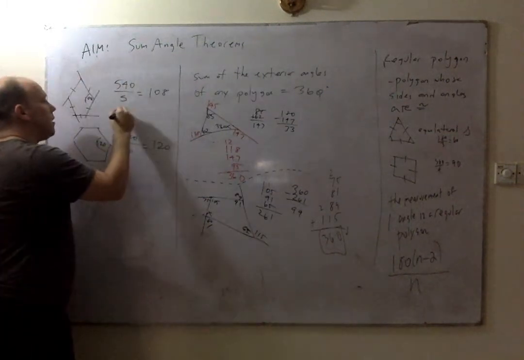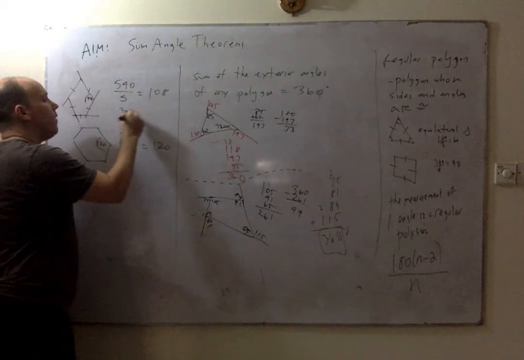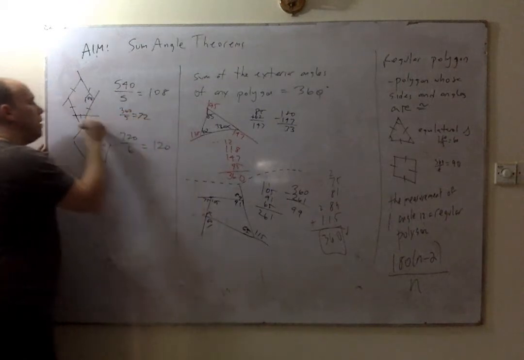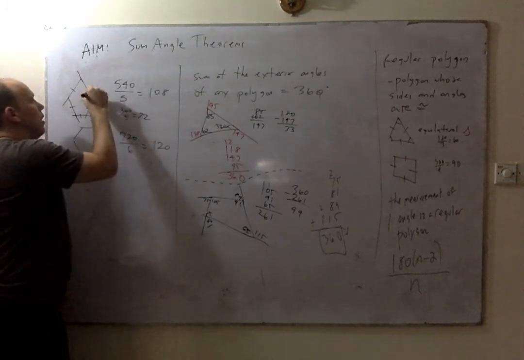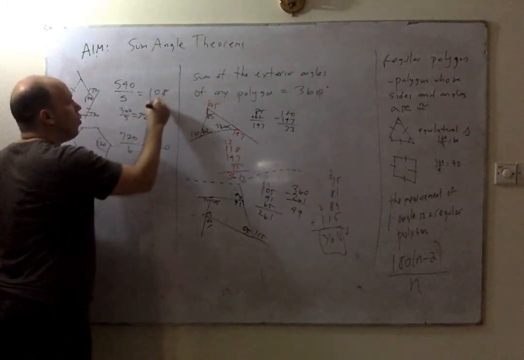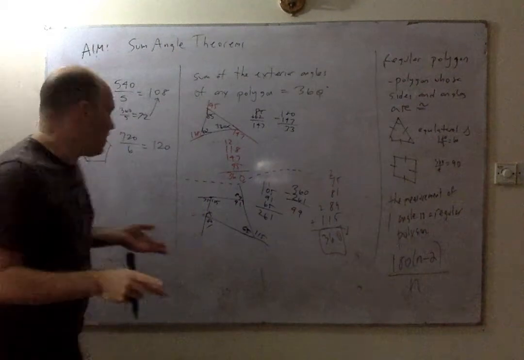So 360 divided by 5 equals 72. So if the exterior angle is 72, the interior angle is 108. And so, a quick and easy way.